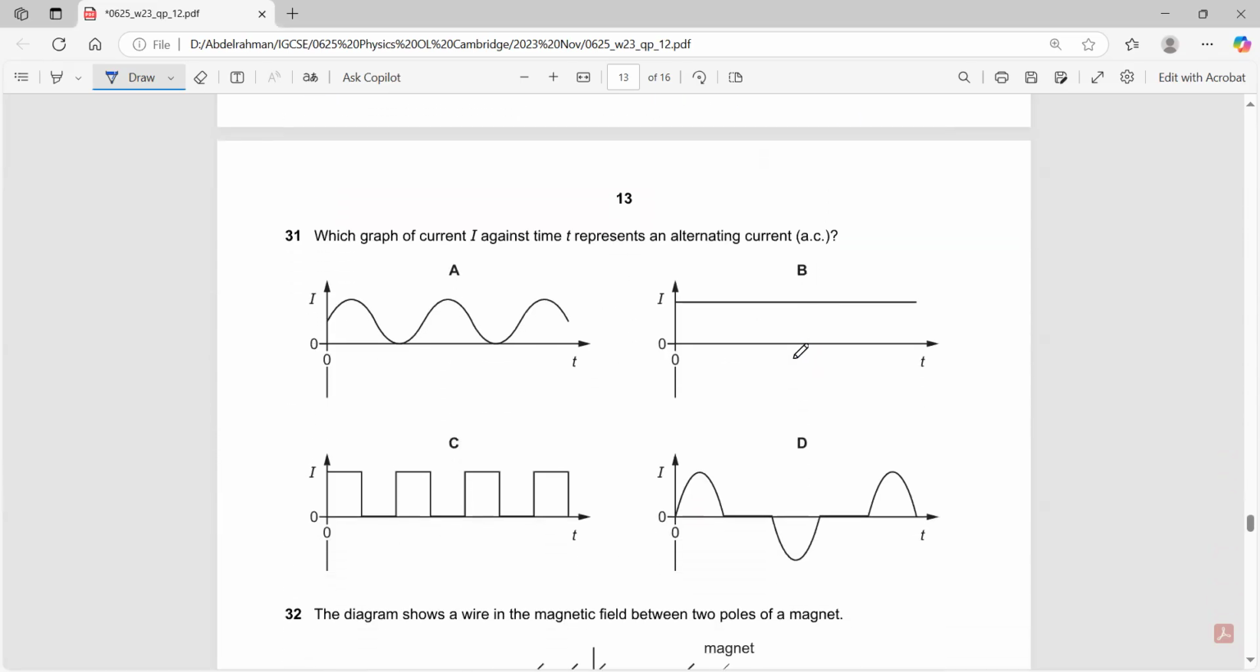Which graph shows an alternating current? Is it A? No, it cannot be A. Why can't it be A? Because all of it is still positive. B is direct current. C is also positive. It has not crossed into the negative section. It is only D, positive and negative. This is what we call an alternating current.